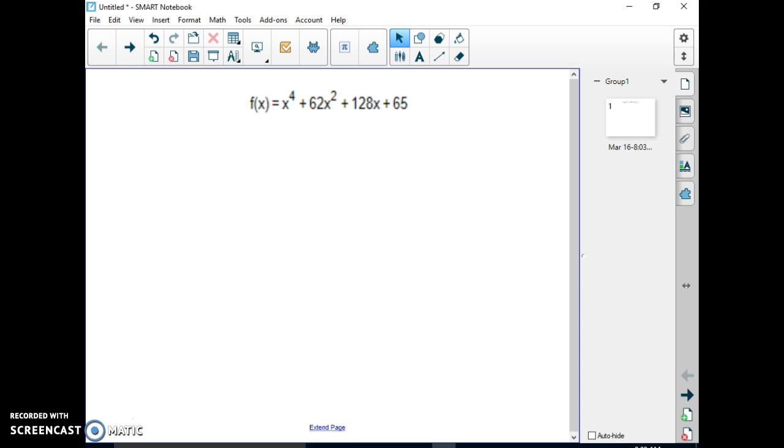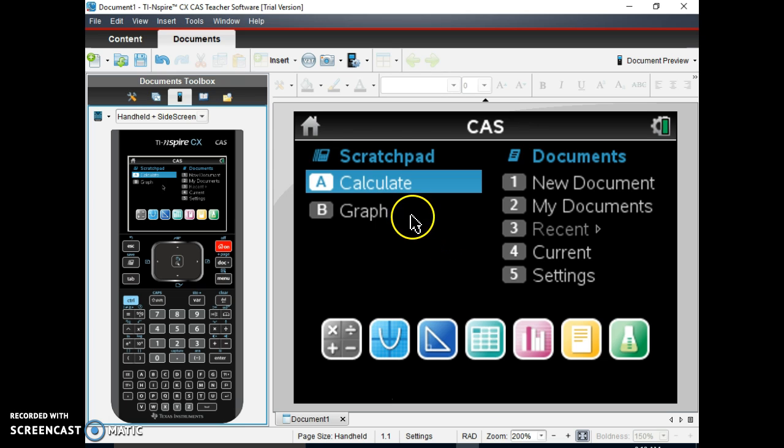off of the graph. So what we're going to do is first import this function into our graphing calculator. I'm going to show you how to get it on the Inspire calculator, and then if you don't have an Inspire calculator, we will show you how you can type it into Desmos. This will show you the Inspire calculator.